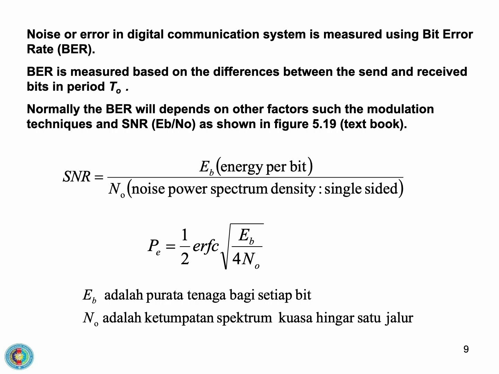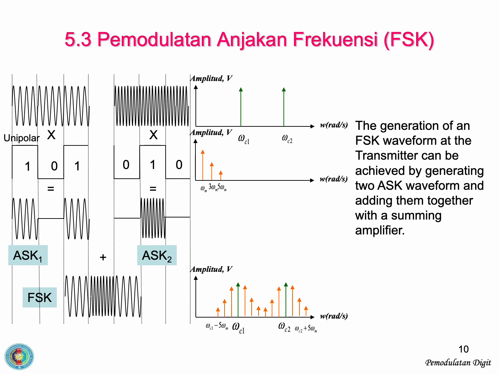Next, we move to frequency shift keying, or FSK. Here, instead of varying the amplitude of the carrier, the digital signal shifts its frequency. A digital 1 might correspond to one distinct carrier frequency, say FC1, and a digital 0 to another, FC2. An interesting way to conceptualize FSK generation is by generating two separate ASK waveforms, one for each frequency, and then adding them together using a summing amplifier.